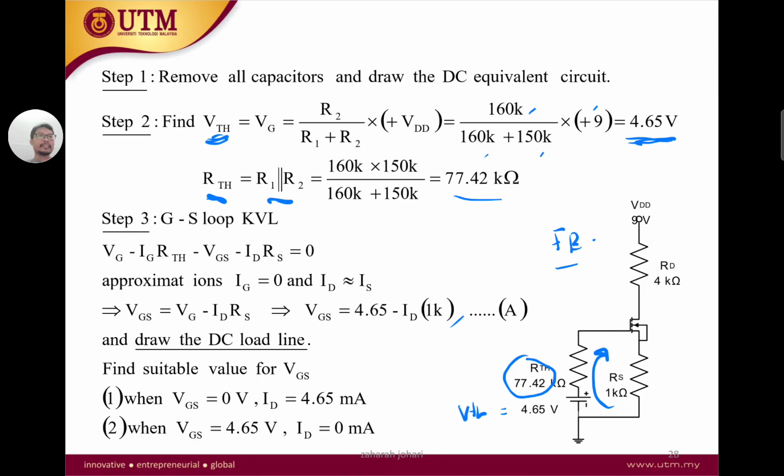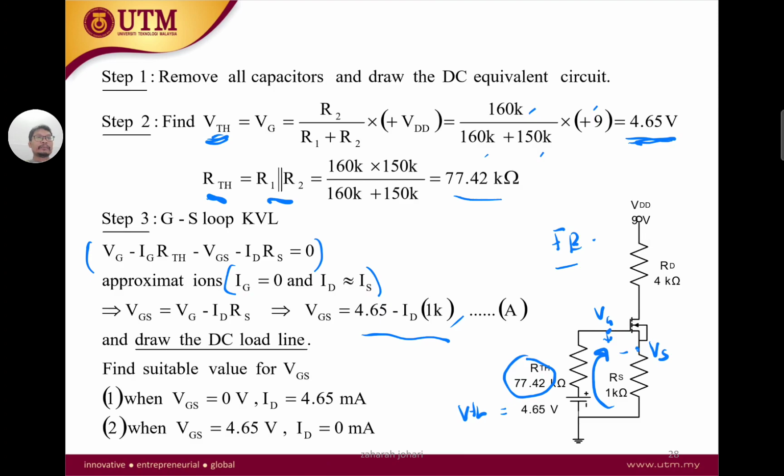So gate to source KVL is simply, we've done this analysis, so you can derive the equation there where VGS is equal to 4.65 minus ID times 1K. Remember the gate current is 0, and ID equals IS. So these are our approximations: that no current goes through the gate, and our drain current is equal to the source current, and therefore we can derive that our VGS, which is between here, this is our VG, and here is our S. So VGS is given by 4.65 minus ID times 1K.